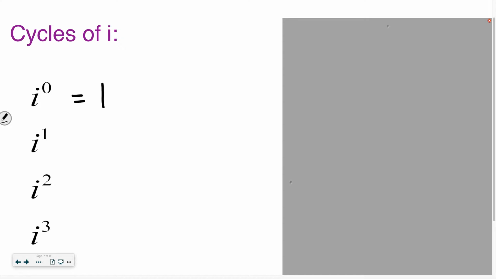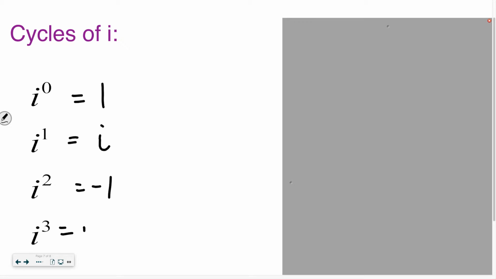Anything raised to 0 is equal to 1. Okay. Now, we said on our first slide that i was the square root of negative 1, right? But when we do the powers of i, if we have i to the first, we're just going to call it i, right? And then we already did i squared. We know i squared is negative 1. So probably the one part of the cycles of i that you need to review is going to be your i cubed.